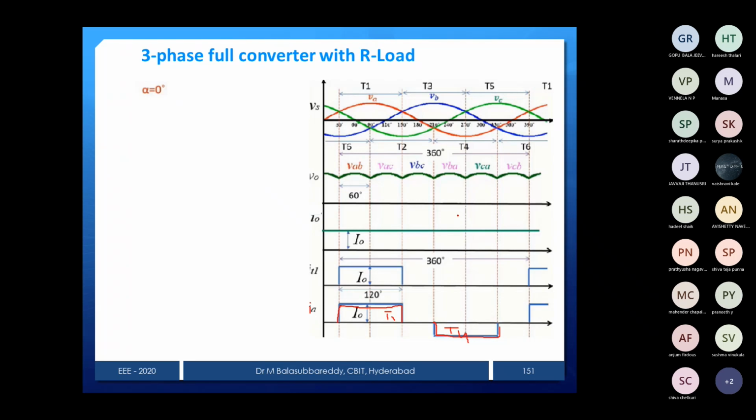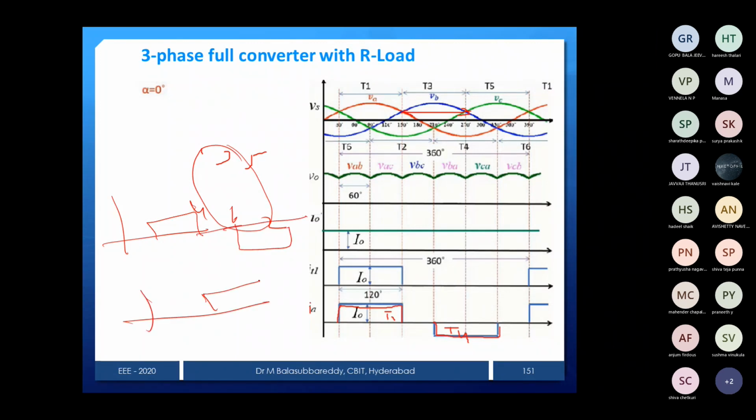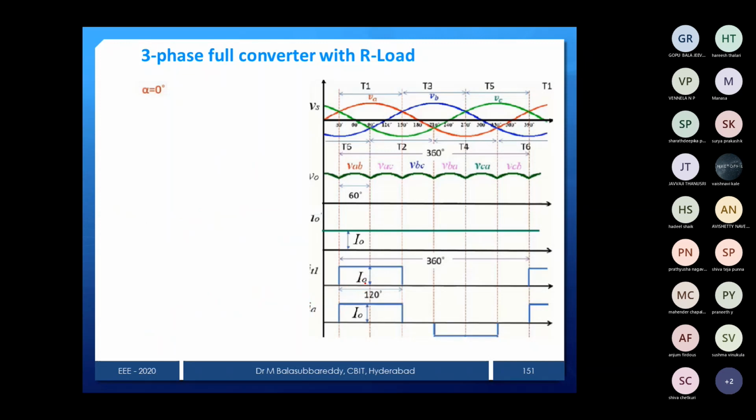Similarly B phase is shifted. B phase means T3, connected to T6, because the upper devices are 1, 3, 5 and the lower are 4, 6, 2. So for B phase, T3 and T6. Wherever T3 and T6 are conducting, there you represent positive and then negative like this. Similarly for C phase, T5 is conducting, then positive and negative. Like that you can represent all the phase currents.